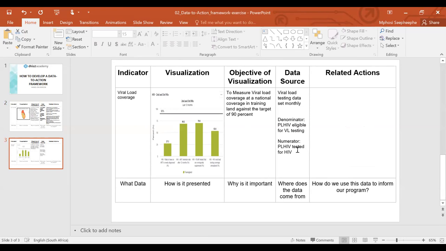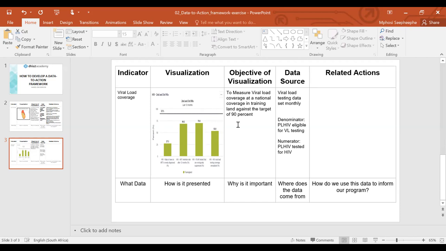We couldn't start on time in group one. I think we had a lot of discussion as to what indicator to choose from, but although we didn't fully populate our framework here, I'll quickly take you through it. And I'll just verbally talk about the related actions because we couldn't complete the table. So let me quickly say we chose the second and third 90 indicators here, but we focused mainly on the viral load coverage in this particular example.